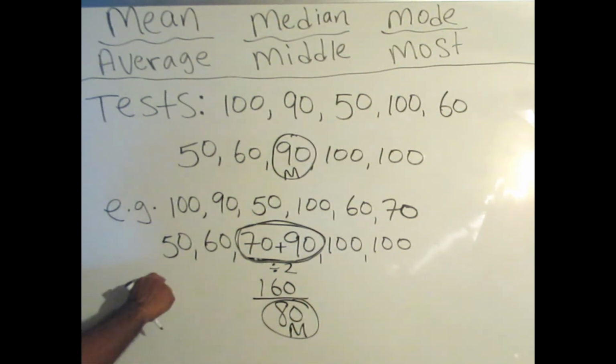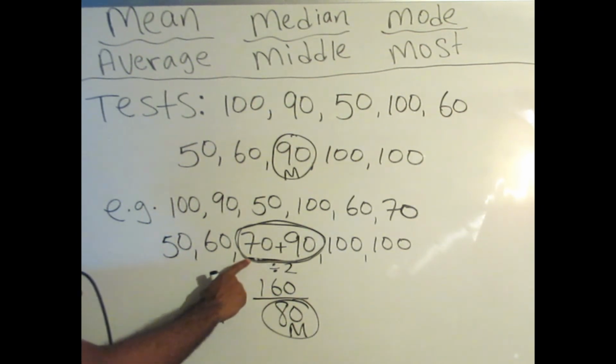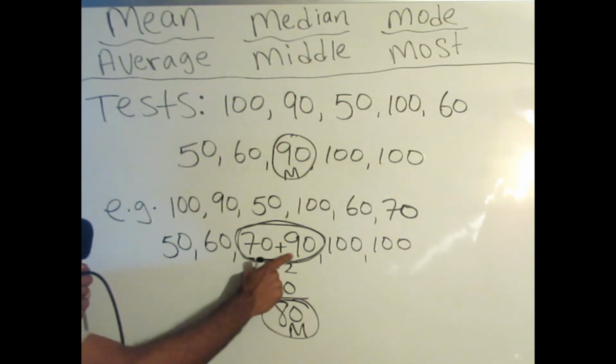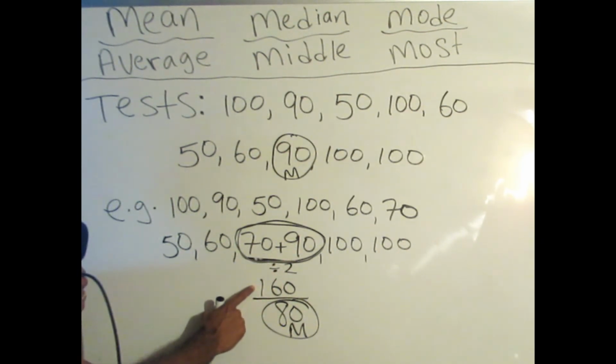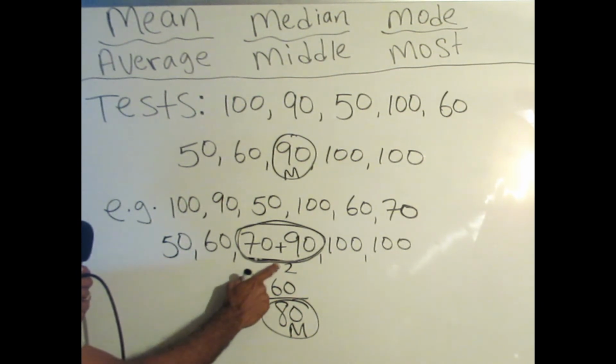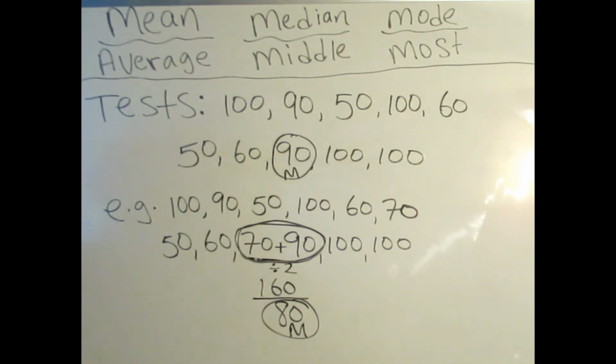Again, remember, the rule says that whenever you find the median of a set of even numbers, it means that you'll get 2 numbers in the middle. You add them and divide it by 2. 90 plus 70 is 160. And when we divide 160 by 2, we get 80 as our median.